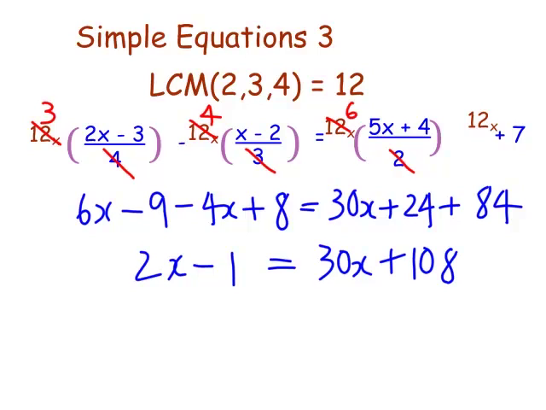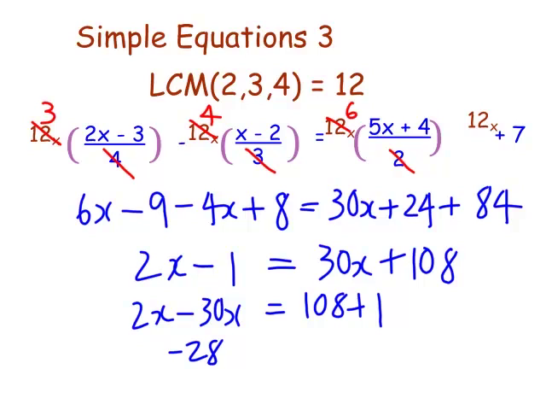Then we should be able to now just move the 1 across, make it 109, move the 30 across, it becomes 2x minus 30x equals 108 plus 1. That gives me minus 28x is equal to 109. And that gives me x is equal to minus 109 on 28. Therefore, eventually, x is equal to minus, I think it worked out to be 3 and 25 over 28.